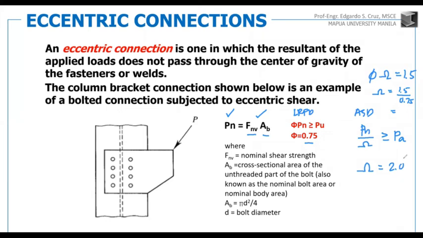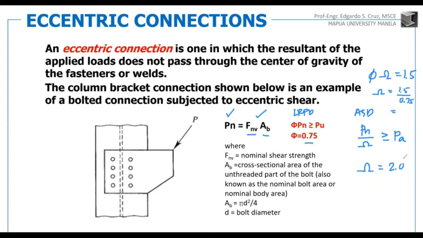So nagkakaiba na lang sila dun sa pagkuha ng design strength ang tawag pagka LRFD, tapos allowable strength naman ang tawag sa ASD. Yung sa LRFD, yung design strength niya is yung phi times Pn. Sa ASD, ang tawag dun sa Pn divided by ohm or yung Pn divided by the factor of safety, ang tawag dun is the allowable strength.